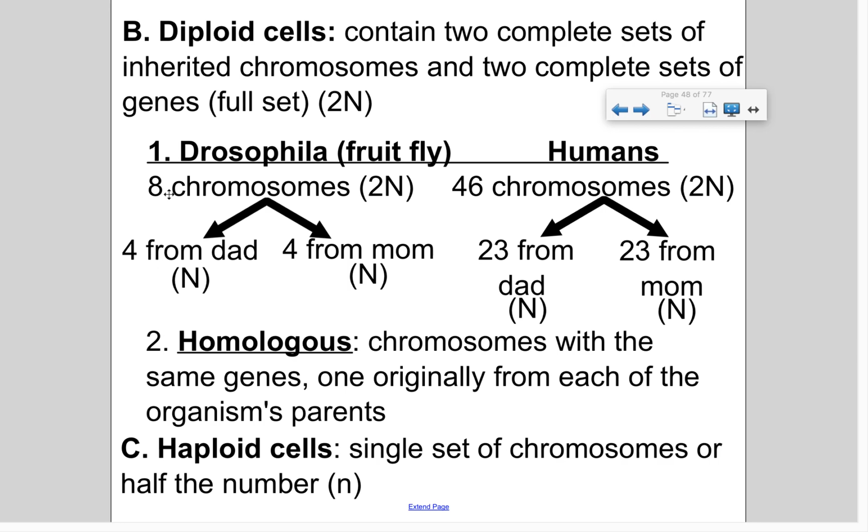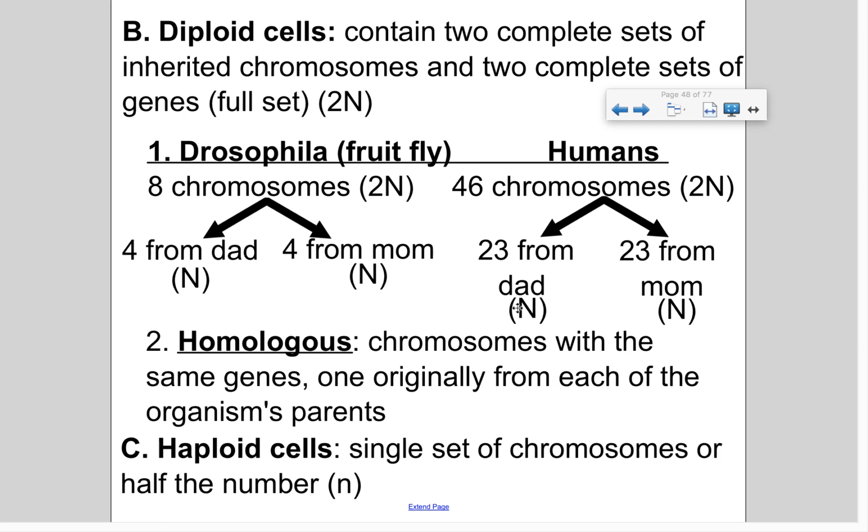So how do I have, with Drosophila here, 8 chromosomes? Well, you get half from mom and half from dad, so it means you get 4 chromosomes from dad and 4 chromosomes from mom. These would represent the gametes, or the sex cells, that fuse and combine together to get your diploid number. With humans, we have 46 chromosomes. You get 23 from dad and 23 from mom, and boom, 46 chromosomes. So sperm, egg, meet, zygote.